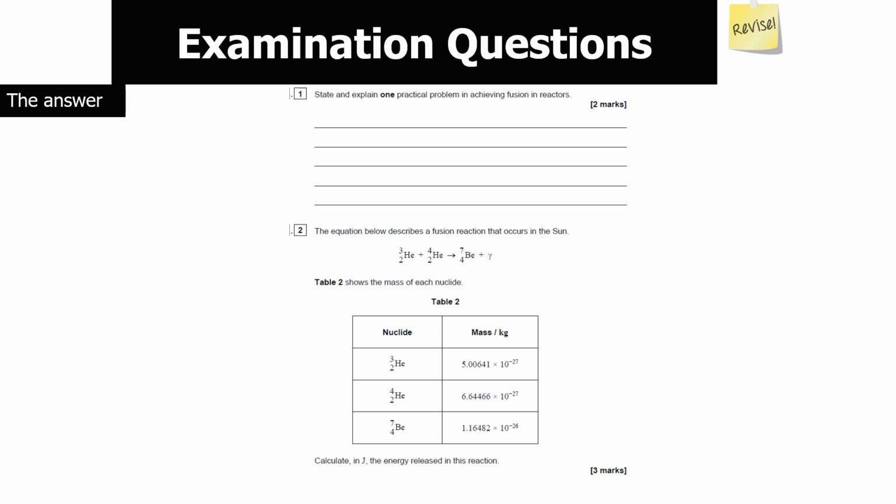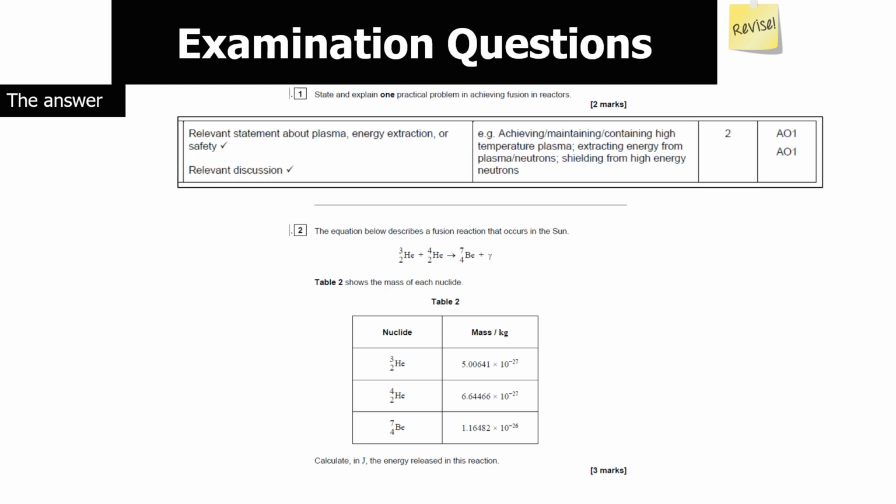Right, in this first question, you've got to realise there are problems with fusion in nuclear reactors on Earth currently. Firstly, you could indicate that it's difficult to achieve high enough temperatures and pressures in the plasma to constantly have fusion working at a consistent rate.